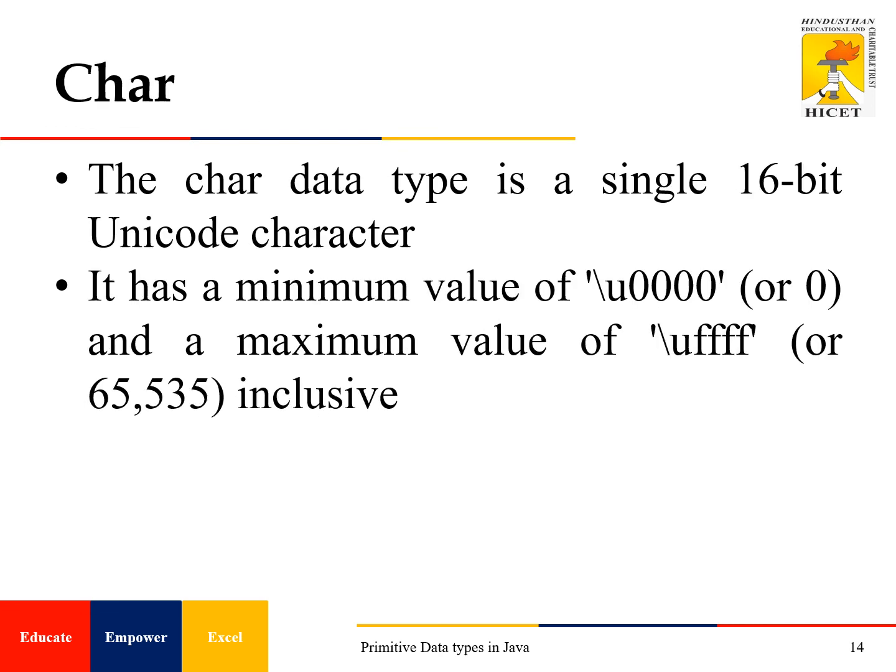The next is the char data type. It holds 2 bytes of memory. That is a 16-bit Unicode character. It has the minimum value of 0 and maximum value of 65,535. And you can store single characters or an array of characters with the help of this char data type in Java. So these are all the primitive data types that are used in the Java programming language.